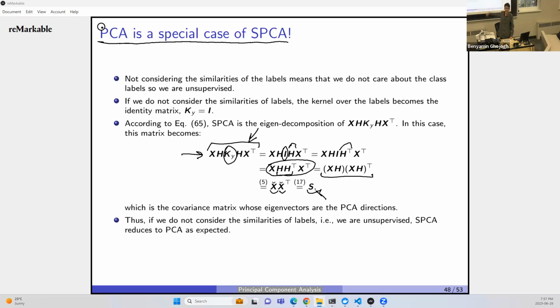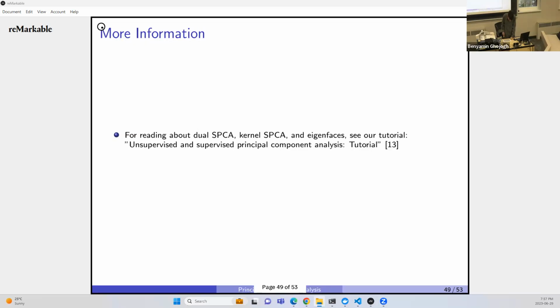Supervised PCA with HSIC was proposed by Ghodsi et al. For more information, read about dual PCA. I didn't cover everything. Dual supervised PCA, we have it. Kernel supervised PCA, we have it. If I cover them, it becomes overwhelming. So for more interested students, go and read them. Also eigenfaces, but I cover eigenfaces in the next lecture. See our tutorial, Unsupervised and Supervised Principal Component Analysis tutorial, reference 13.